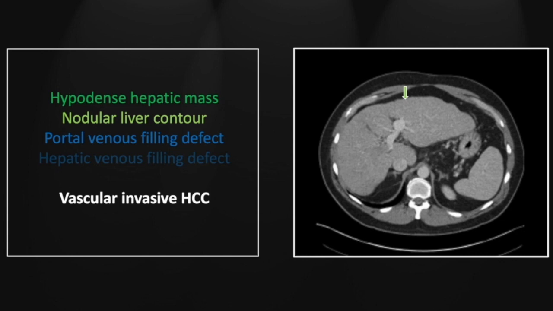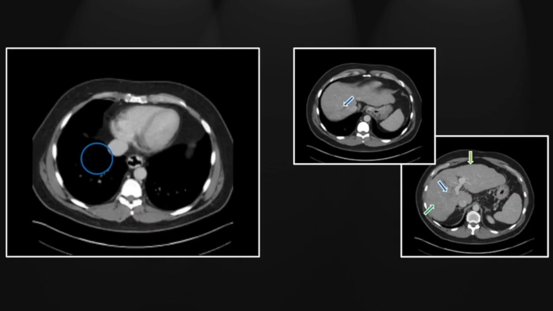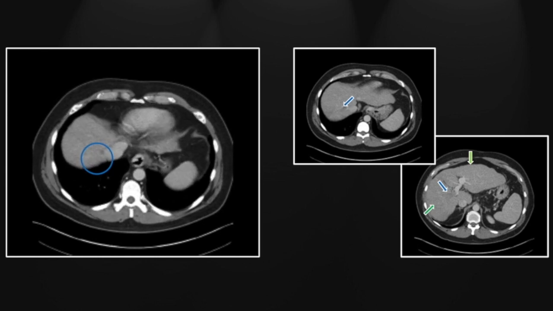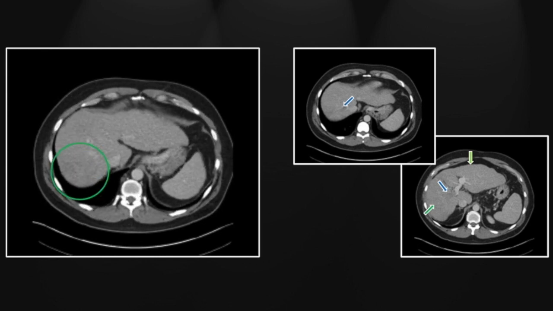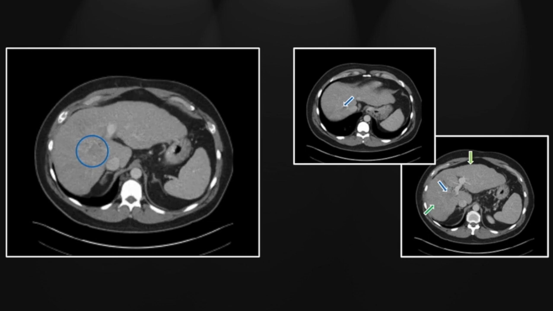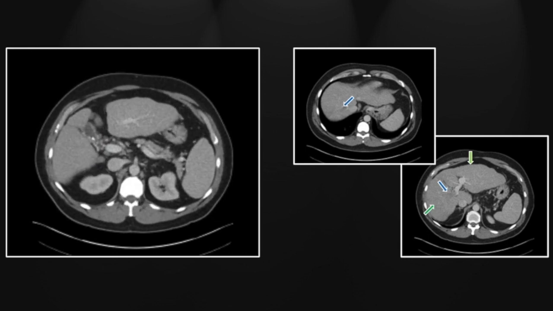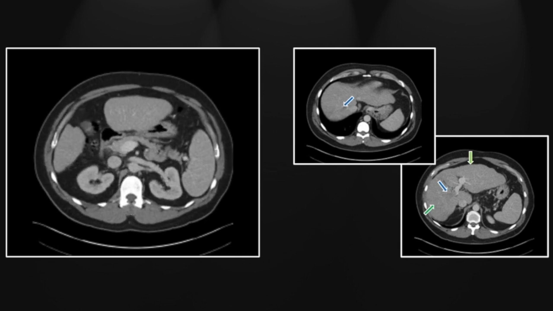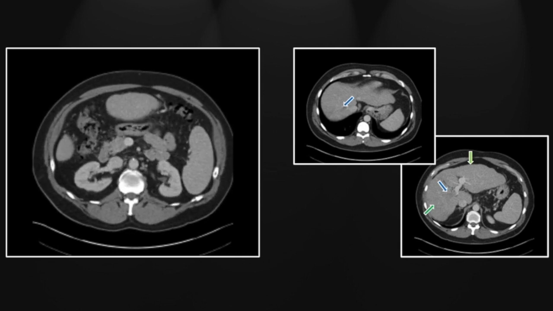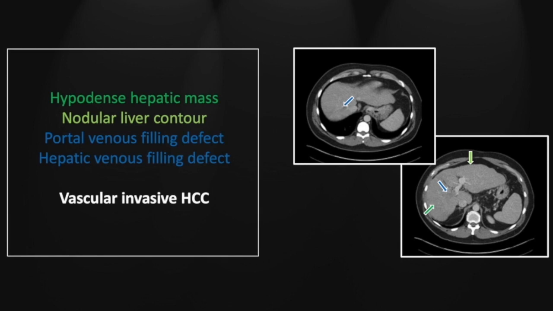Markedly nodular liver contour, and here in the right portal vein, a filling defect consistent with tumor invasion. So here's the hepatic venous portion. There is the liver mass itself, and now we can follow it into the right portal vein. Note you can also really appreciate the liver findings of cirrhosis there very nicely. So that is a doubly vascular invasive hepatocellular carcinoma.